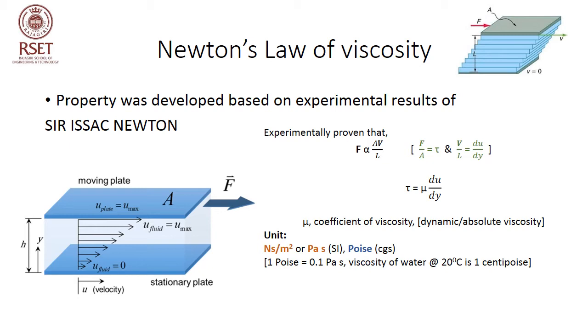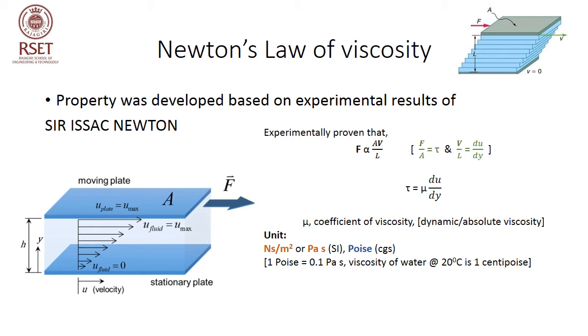So the fluid layer adjacent to the stationary plate has a velocity equal to 0, which is called the no slip condition. That is, the fluid layer adjacent to the plate will have the same speed as the plate. Similarly, the layer of fluid just adjacent to the upper moving plate will have the same speed as that plate, since it is assumed to be the no slip condition.